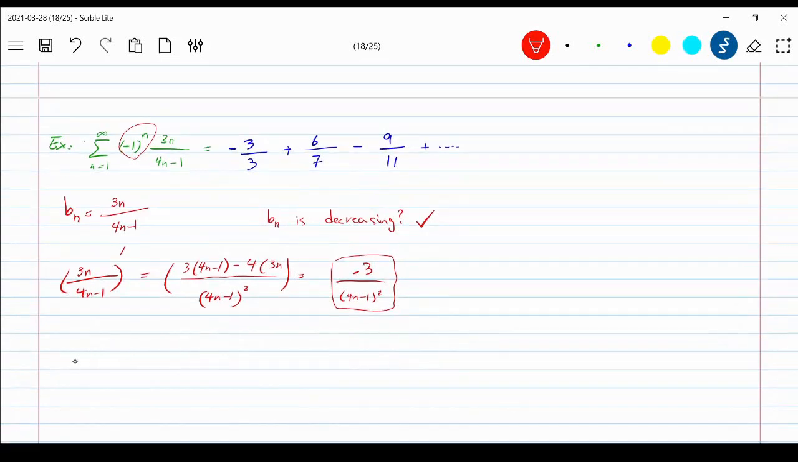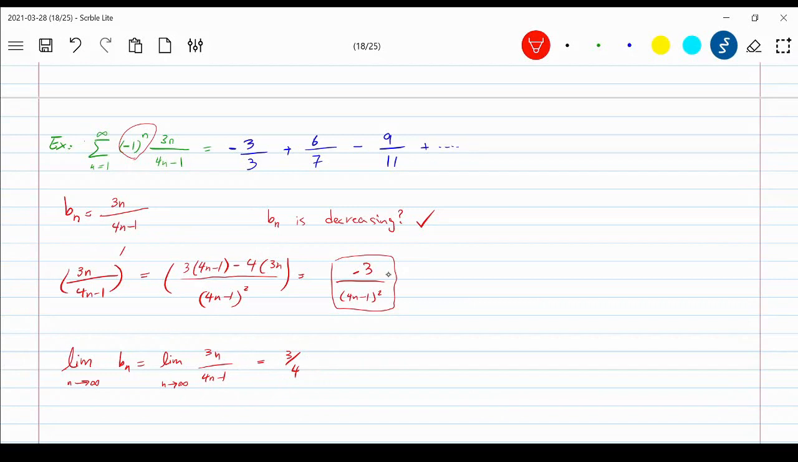But now if we calculate the limit as n approaches infinity of bn, what we get is the limit of 3n over 4n minus 1 as n approaches infinity. And as n approaches infinity, you can divide everything by n. I think you should know that by now, and you'll end up with 3/4 as the limit.